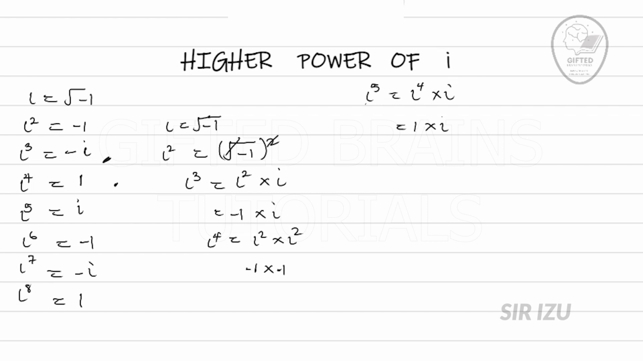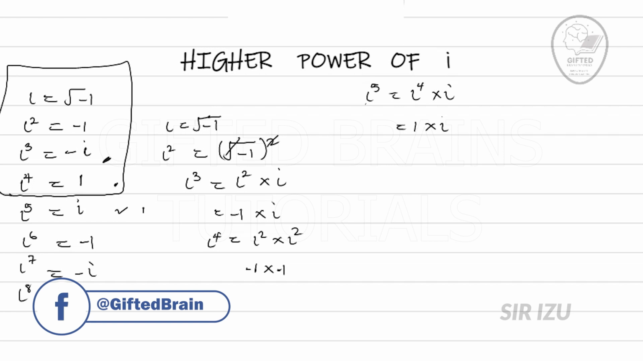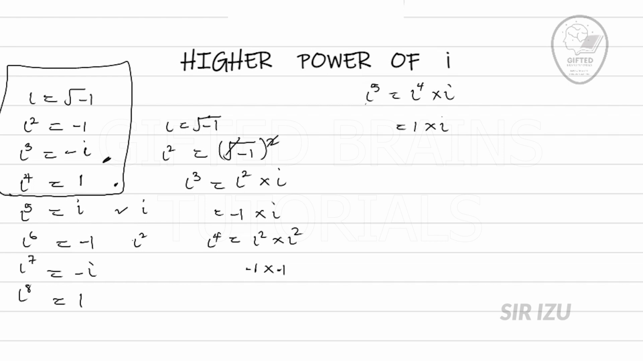I want you to notice something here. By the time we got to the 4th power, everything kept on repeating itself. The first ones we have are i squared, which is minus 1, i cubed, minus i, and i to the power 4, 1. When you go to i to the power 5, it takes exactly the same value as i. i to the power 6 gave us the same thing as i squared, i to the power 7 the same as i cubed, and i to the power 8 the same as i to the power 4.